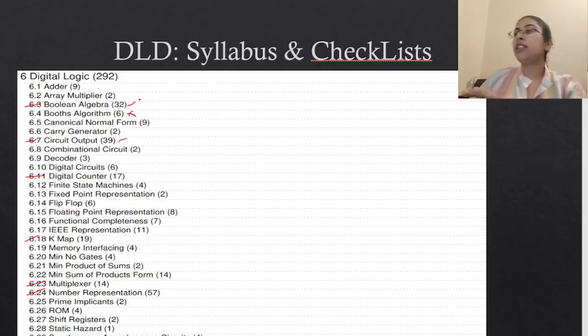Okay. So these are the important topics: Boolean algebra 32, circuit output 39, digital counter 17, K-map 19 questions, then multiplexer 14 questions, then number representation with about 57 questions. So this way these topics are important.